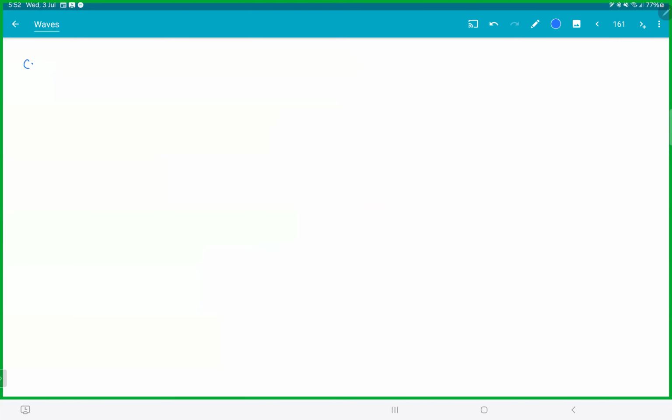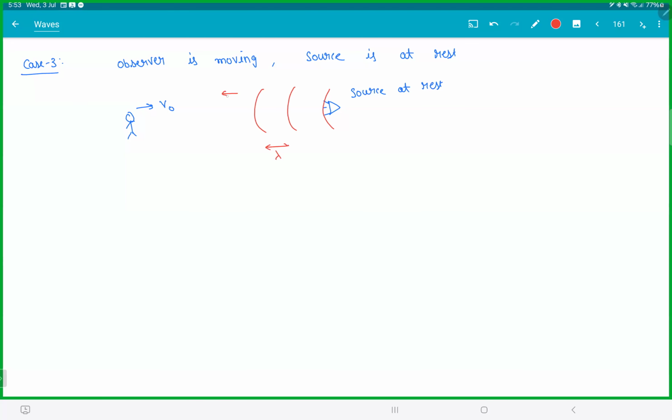Case 3. Observer is moving, source is at rest. We can combine everything later on all two cases. So this time, this guy is going with some V observer. The source is at rest, so it is generating pulses. So now there is no problem. The wavelength is same. This is coming with speed of sound.